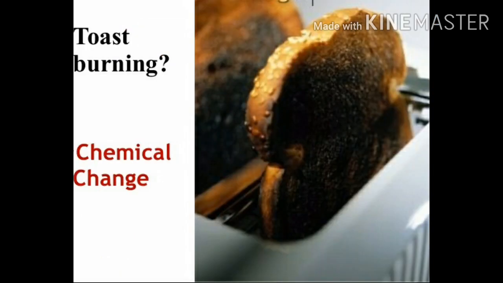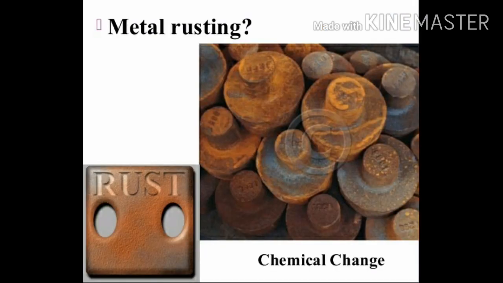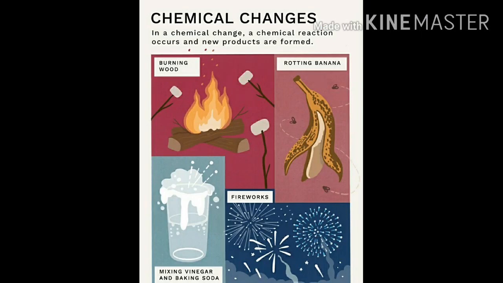This is because the new materials obtained by chemical changes have new properties. For example, burning of toast, rusting of metal, rotting of banana, mixing vinegar and baking soda, fireworks, burning of wood. New substances with different chemical properties are formed in all these cases. None of these changes can be reversed. Generally, the chemical changes are permanent and irreversible.